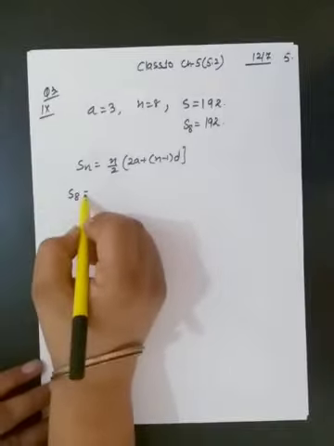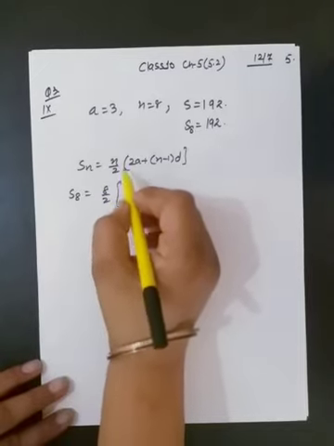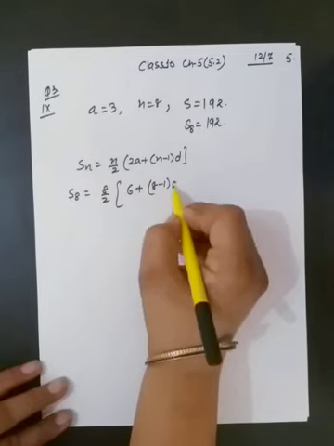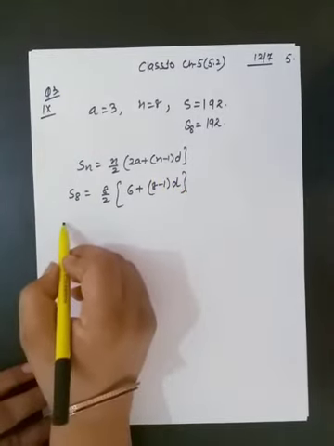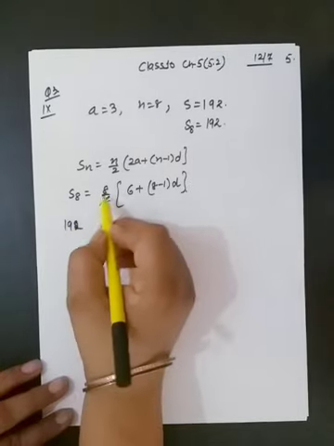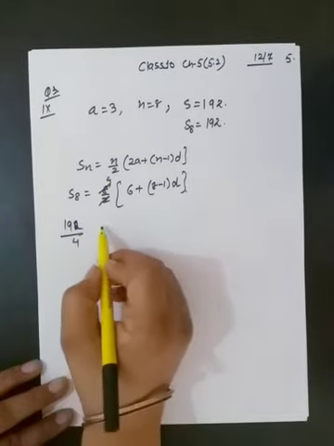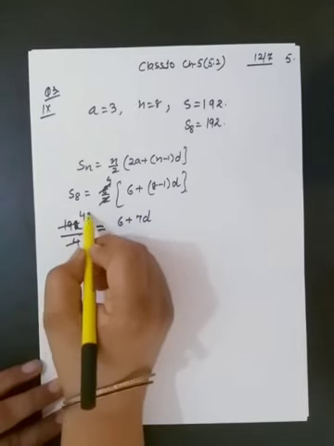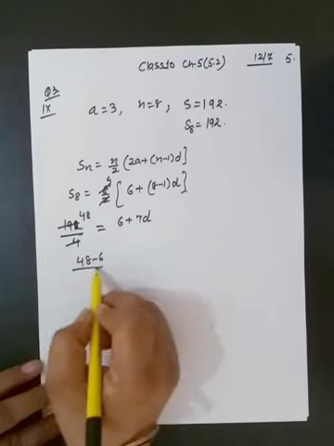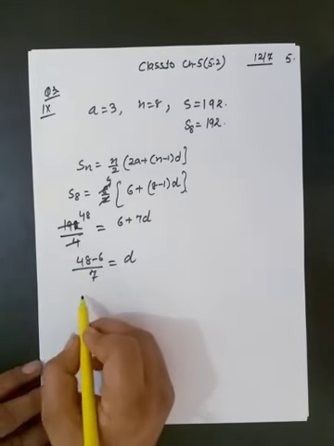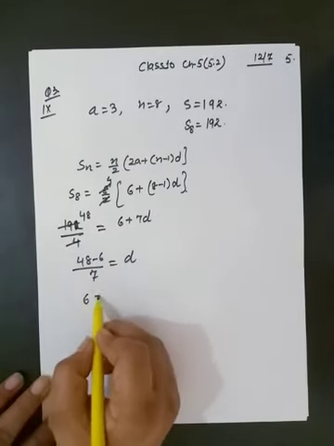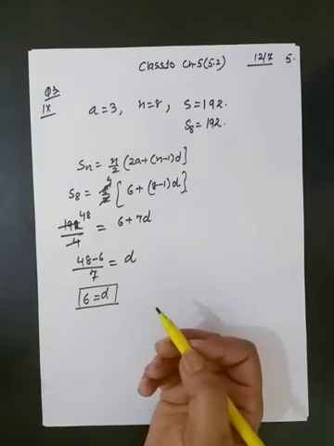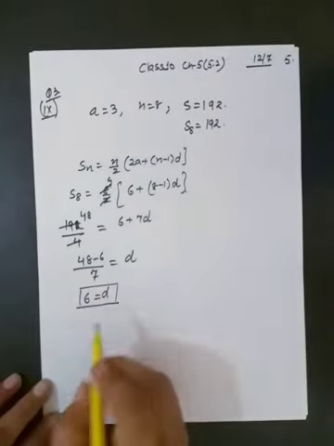Here n is 8, so 8 by 2 into 2a, 2 threes are 6, plus n is 8 minus 1, and d. And S8 is 192. So we can divide it by 4 and it will be 6 plus 7d is 48. 48 minus 6 by 7 gives you the value of d. 42 by 7, therefore d is equal to 6. So this d is 6.